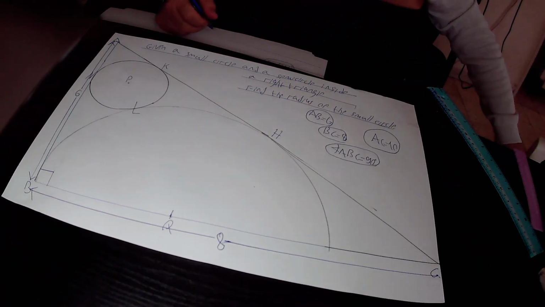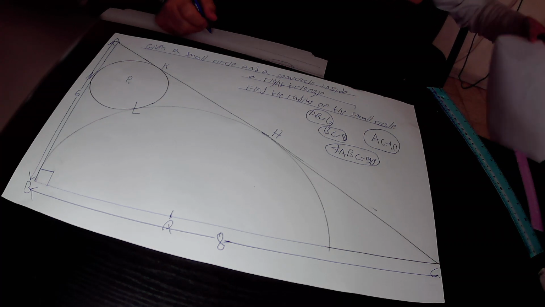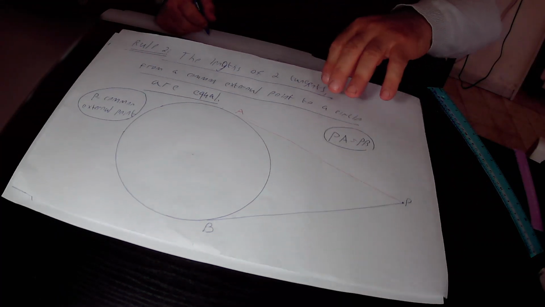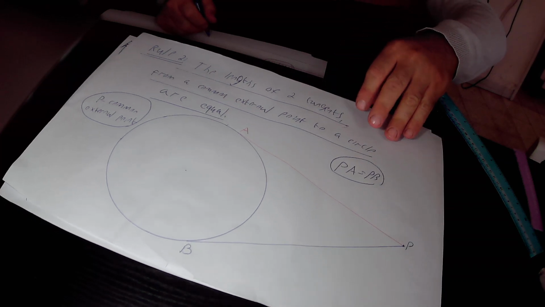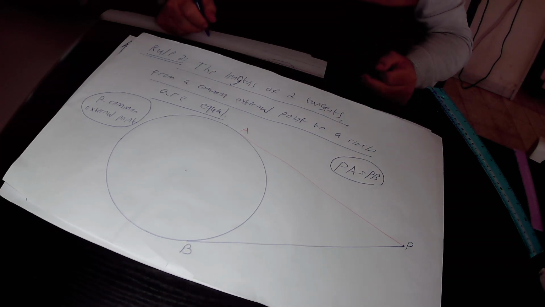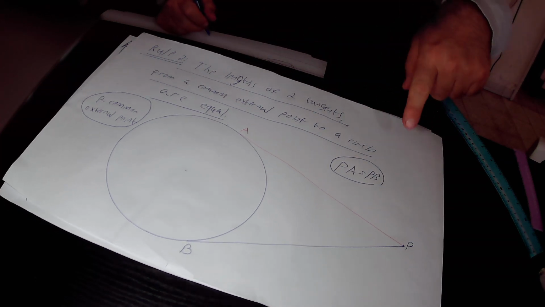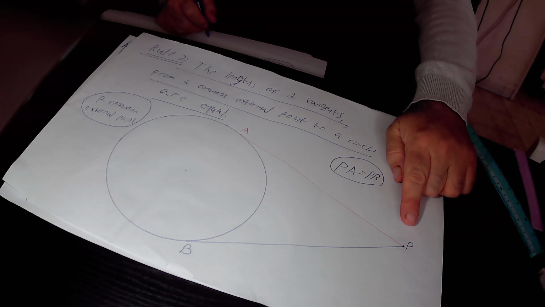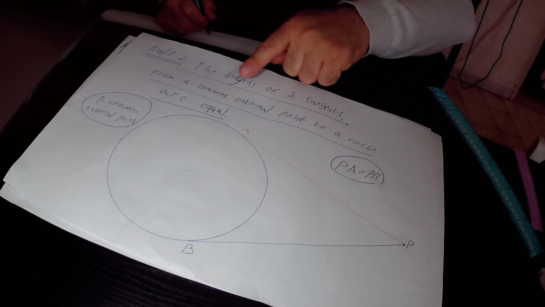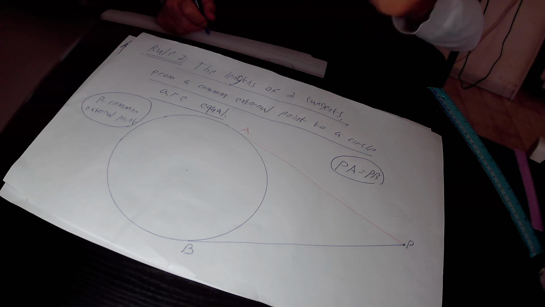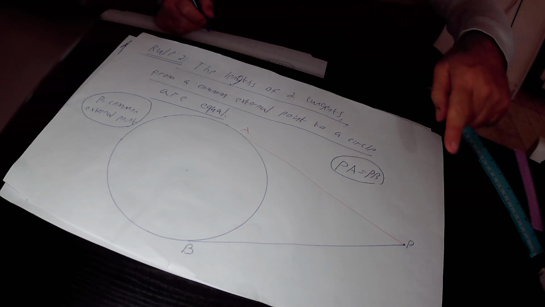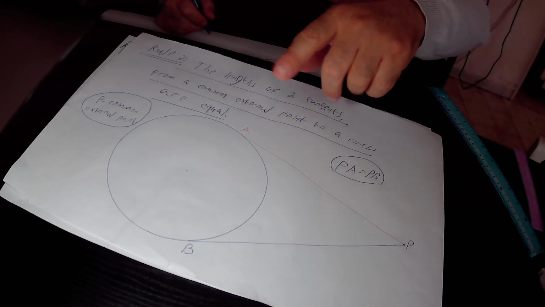Here we can implement all two. Repeat quickly on all two. According to all two, the lengths of two tangents from a common point to a circle are equal. In the drawing we have a circle, and this is the common point, point P. From this common point P, we have two tangents to this circle, tangent PA and tangent PB. According to this rule, all two, they are equal to each other. That is to say, PA equals PB.